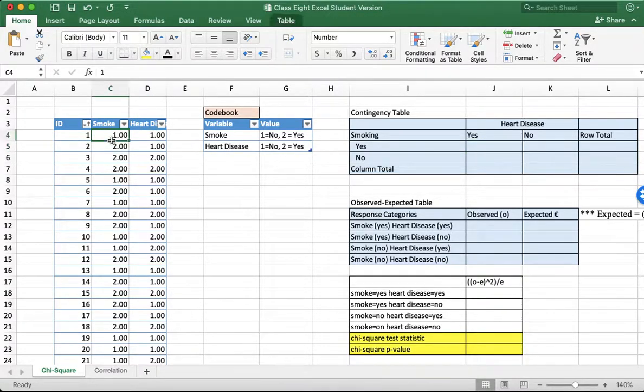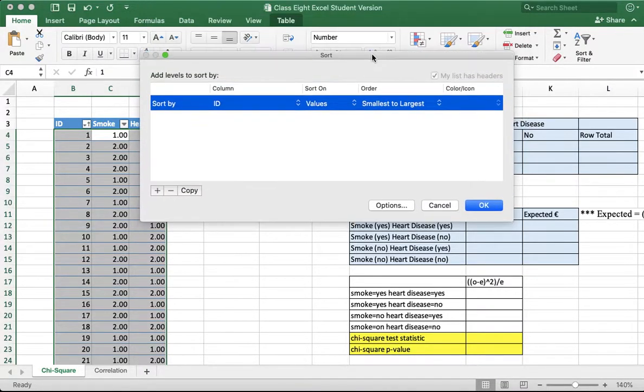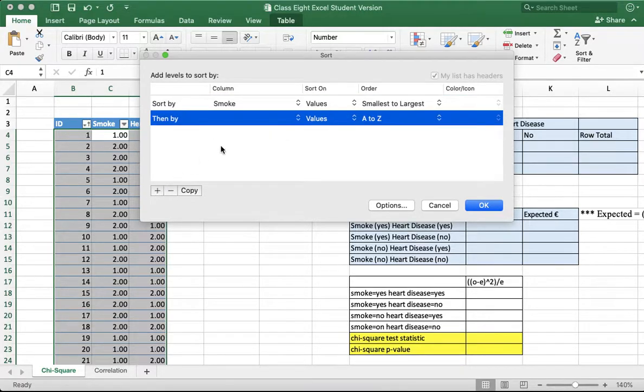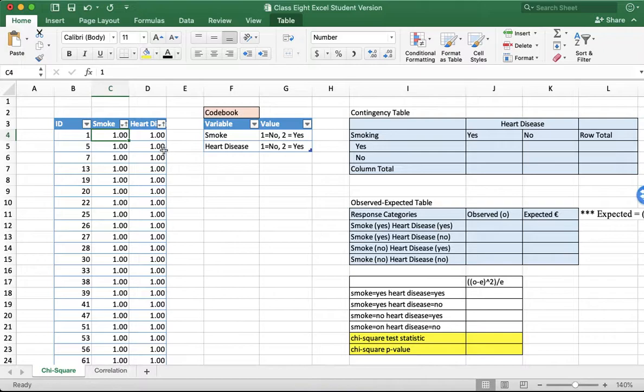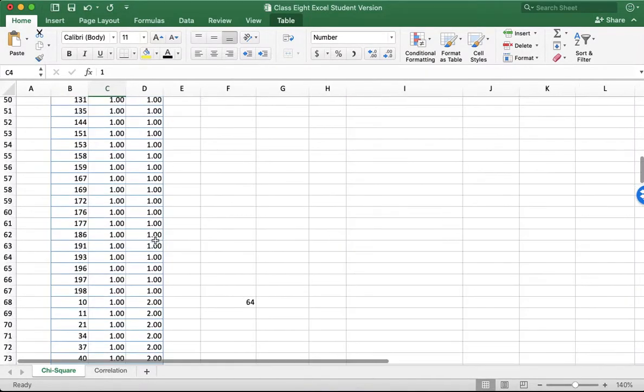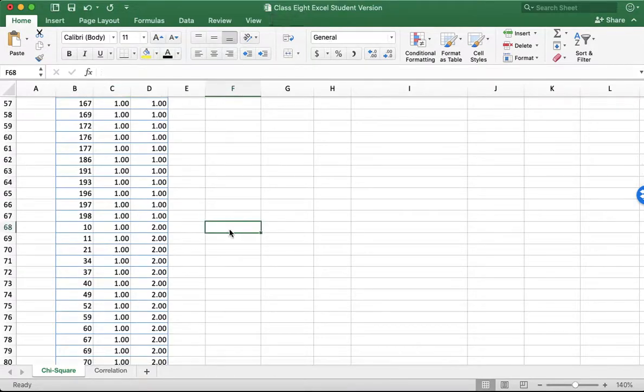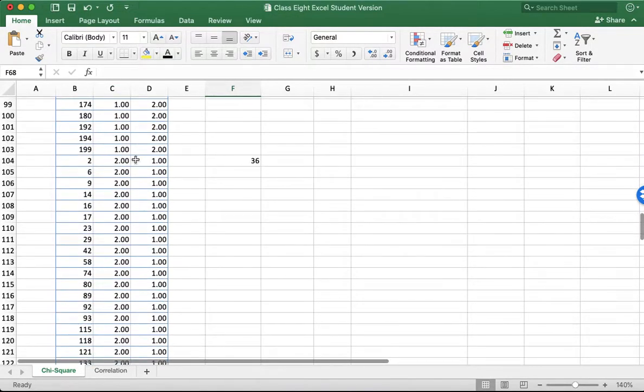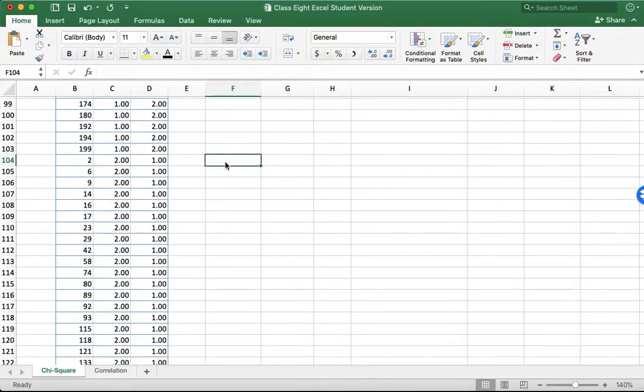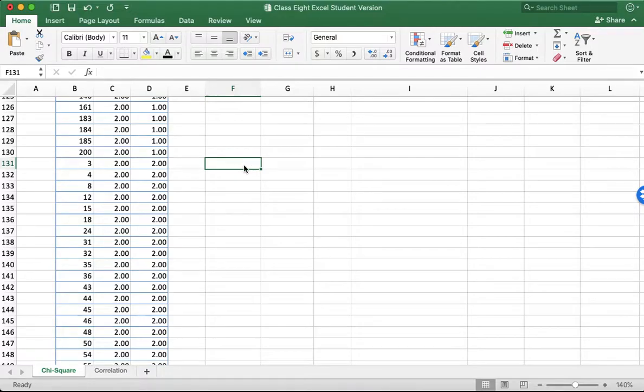To do a custom sort, you'll want to click on the Home tab in Excel, go to Sort and Filter, and request a custom sort. And here we will want to sort by the smoke variable as well as the heart disease variable. We click OK, and now as you can see, all the people who indicated that they did not smoke and did not have heart disease are together, as well as all the remaining groups: people who indicated a 1 and 2, a 2 and 1, and then a 2 and 2.